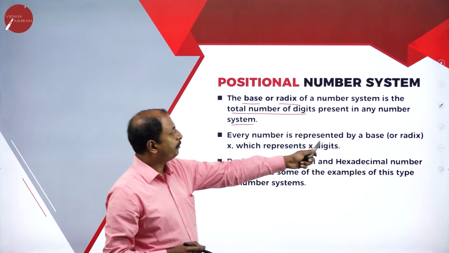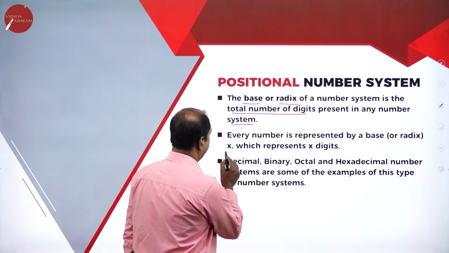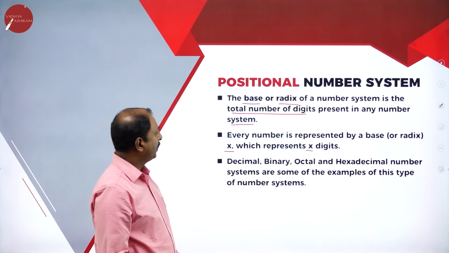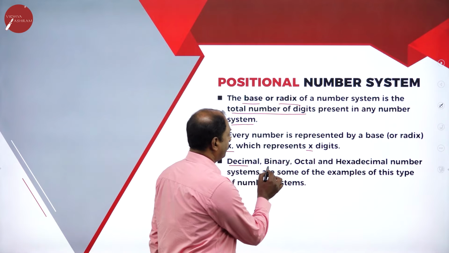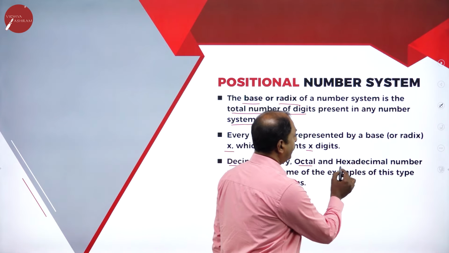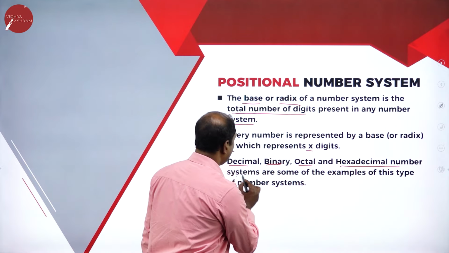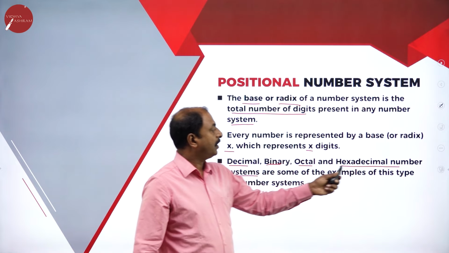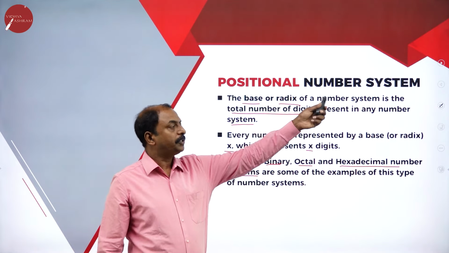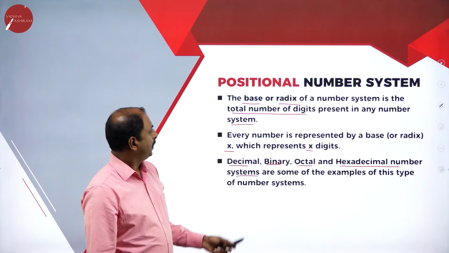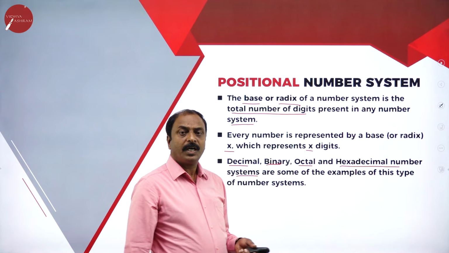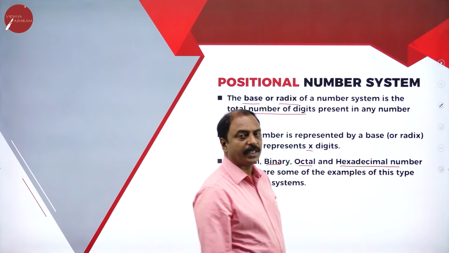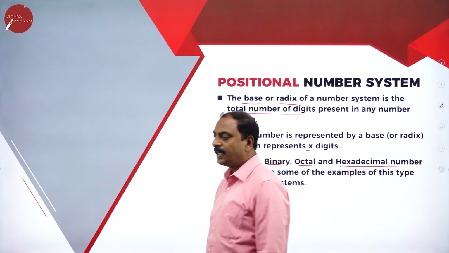Now every number system is represented by a base or radix, called X. For example, X is a base which represents X digits. Decimal, binary, octal and hexadecimal number systems are some of the examples of this type of number system. So these four types are examples of the positional number system. In our day-to-day life, we are using the decimal number system, which is the standard number system.